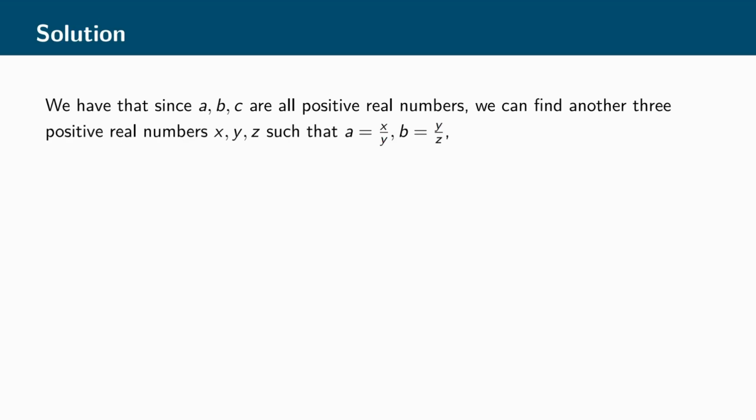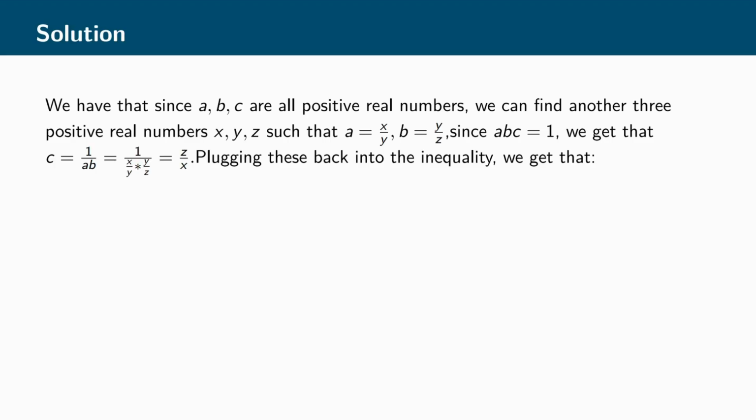We have that since A, B, C are all positive real numbers, we can find another three positive real numbers x, y, and z such that A equals x by y, B equals y by z, and since ABC equals 1, we get that C equals 1 by AB, which equals 1 by x by y times y by z, which is nothing but z by x.